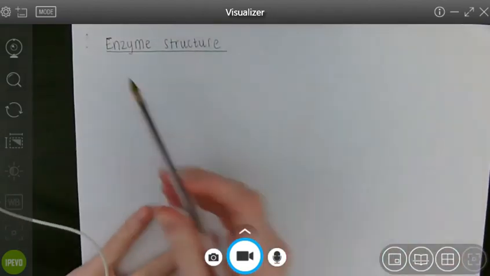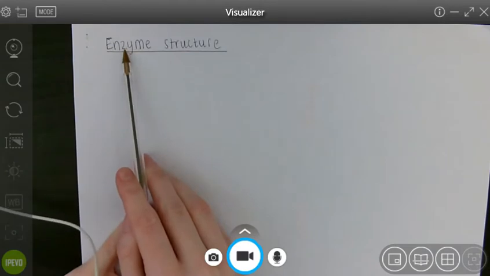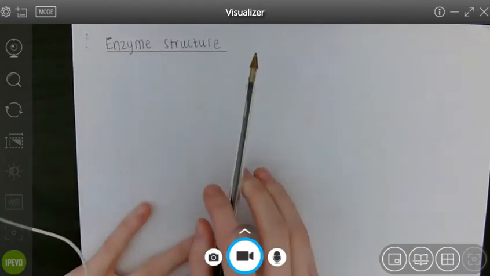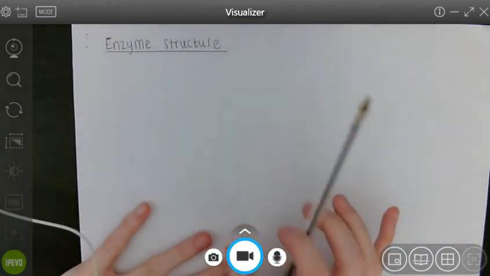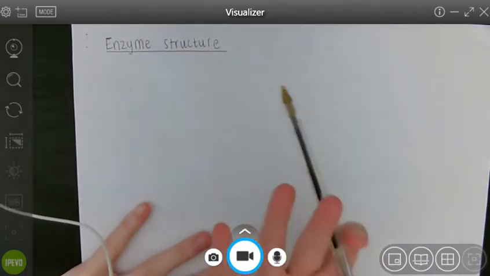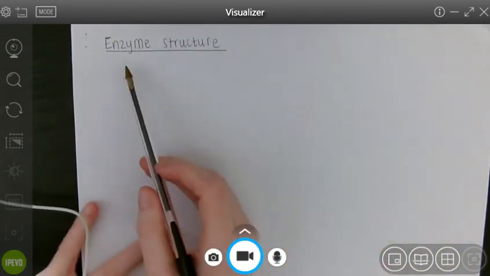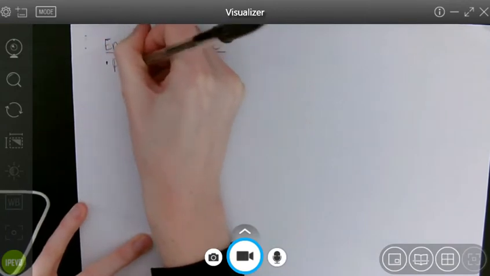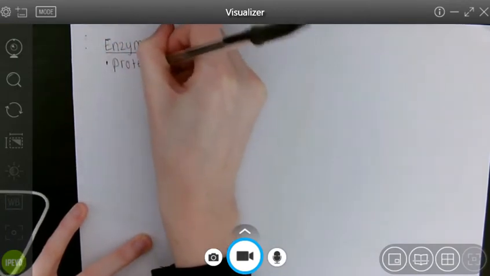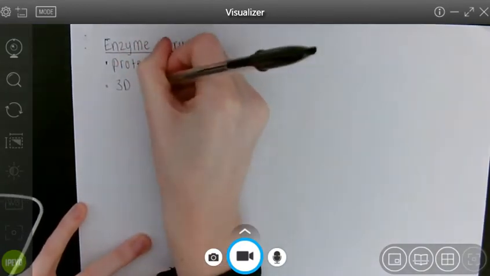So, as we know from previous lessons, enzymes are biological catalysts. They break down long, complex molecules into small, soluble molecules that can be absorbed by the small intestine and then are processed to carry out things such as releasing energy through respiration. We know that enzymes are made of proteins and they form a 3D structure.